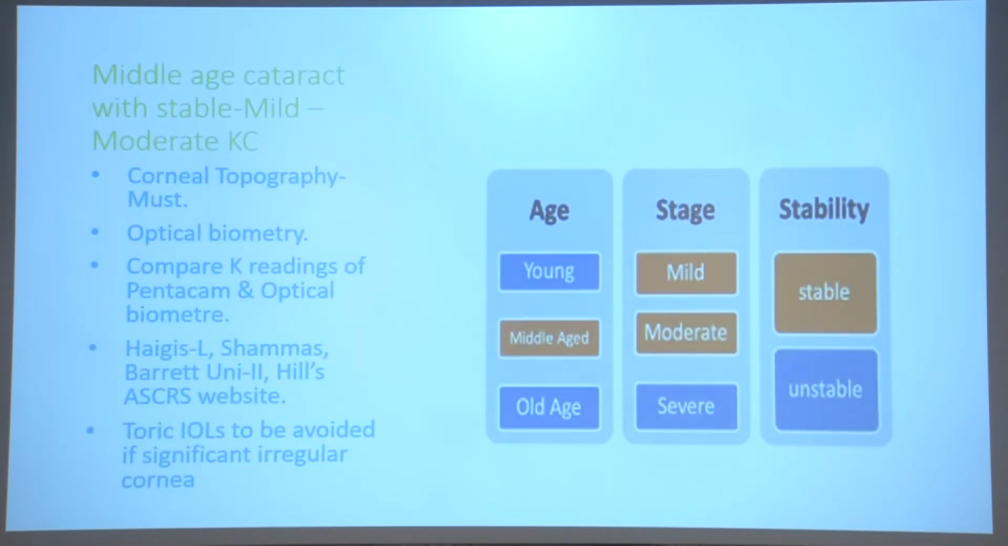A middle-aged patient having cataract with stable and mild to moderate keratoconus, again, the fundamentals remain the same. Haigis-L, Shammas, Barrett Universal 2, Hills on the ASCRS website, and toric IOLs to be avoided, which is a universal fundamental for all these patients.